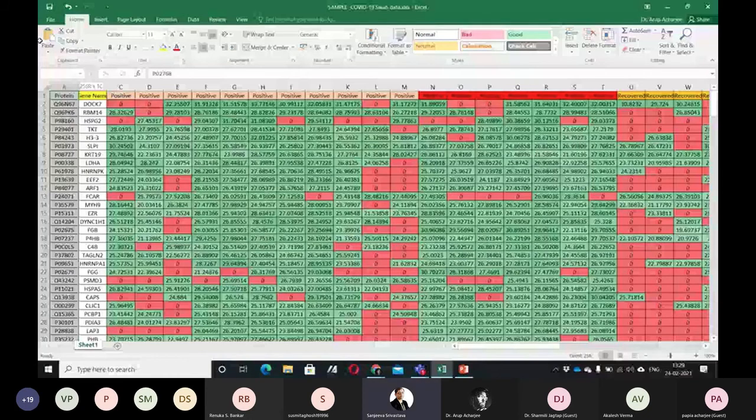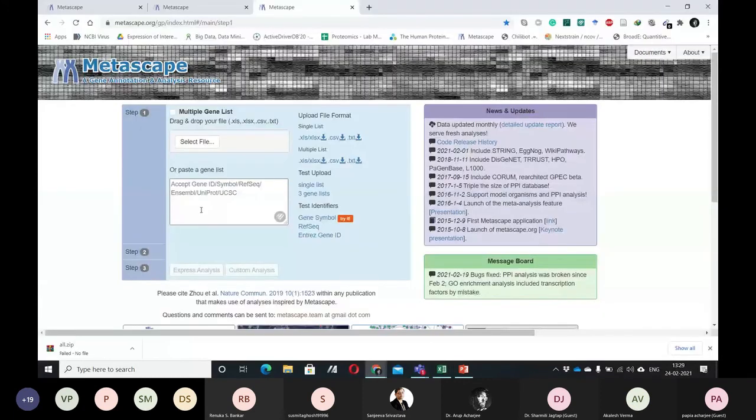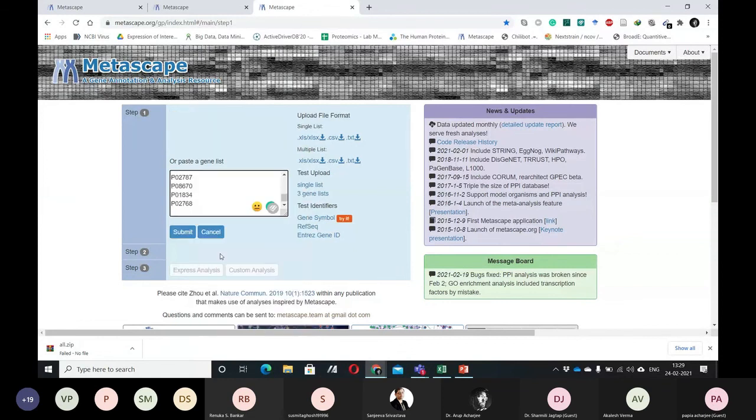So these are UniProt IDs. I will copy. I have opened the Metascape website. Then I will paste. That's your first step that you need to do. Then we have to submit.